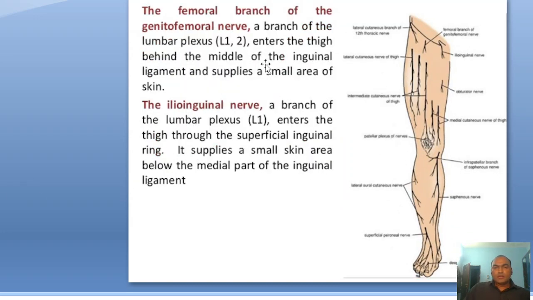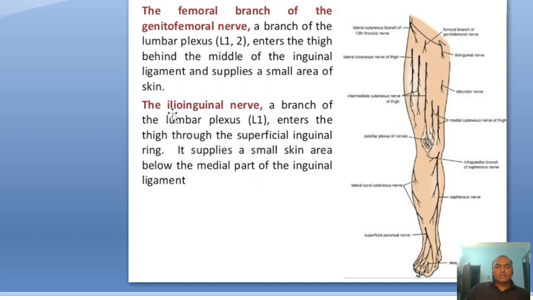So next, the femoral branch of genitofemoral nerve, a branch of the lumbar plexus L1, L2, enters the thigh behind the middle part of inguinal ligament and supplies a small area of the skin. It supplies only a small area of the front of thigh, the upper part of the femoral triangle.